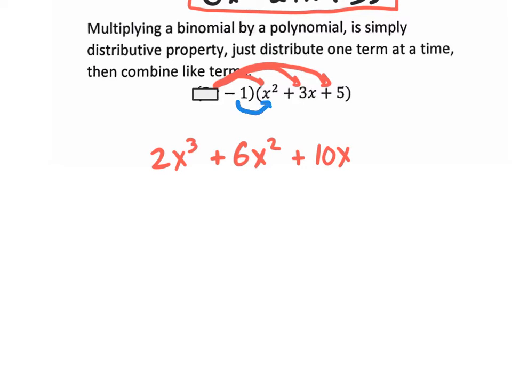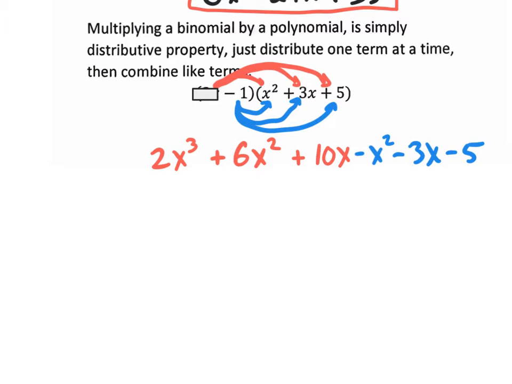-1 times x squared, that's simply negative x squared. -1 times positive 3x, just going to be a negative 3x. And -1 times positive 5, that's just going to be a -5. So we have this ginormous polynomial composed of the red terms and the blue terms. Now we just need to combine like terms, okay?